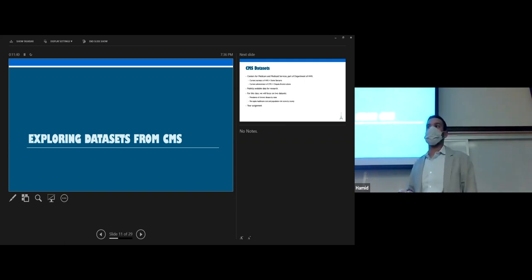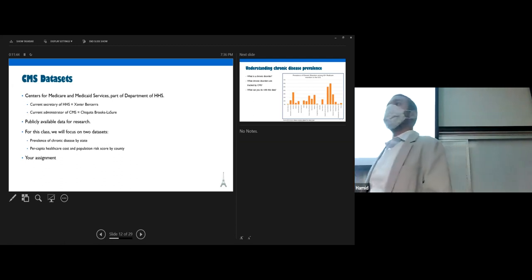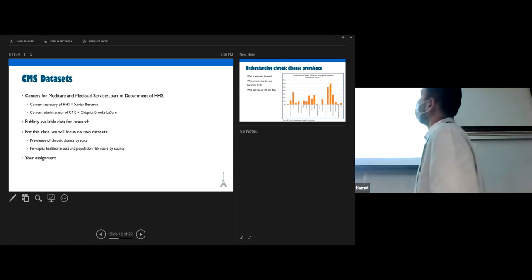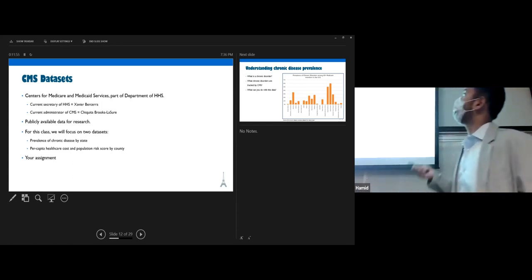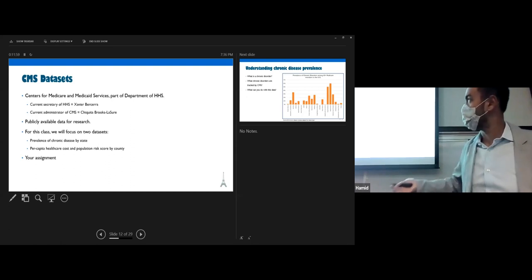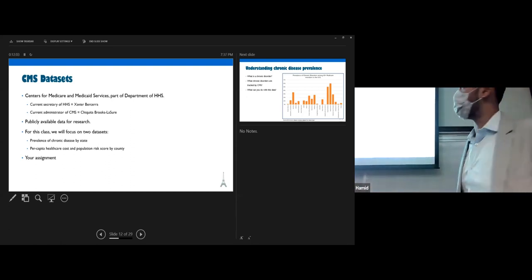So we're going to play with some data sets. I want to first start by introducing who it is that's actually providing access to data. The data sets that we're going to work with today are provided by a government agency called CMS. CMS stands for Centers for Medicare and Medicaid Services. Pretty self-explanatory what they do. CMS is an agency under the Department of Health and Human Services.